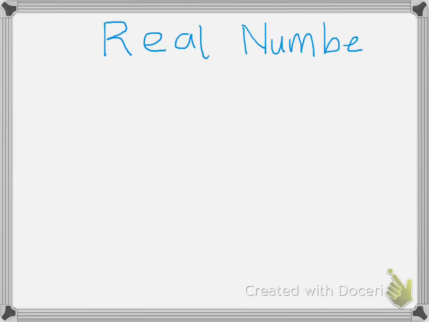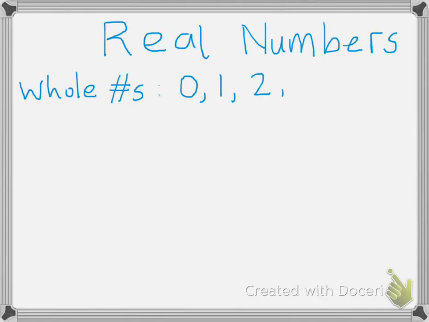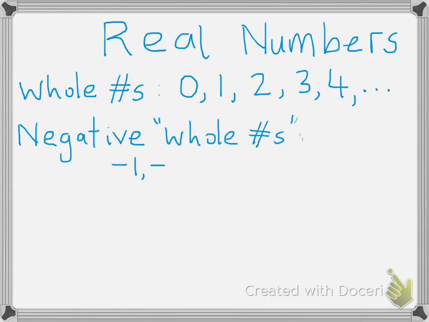Hello there. This is just a quick review of real numbers. From your studies of math so far, you would recall that real numbers are made up of whole numbers, the counting numbers 0, 1, 2, 3, 4, 5, and so on. It also has negative whole numbers, which are the negative counterparts of the whole numbers: negative 1, negative 2, negative 3, negative 4, negative 5, and so on.